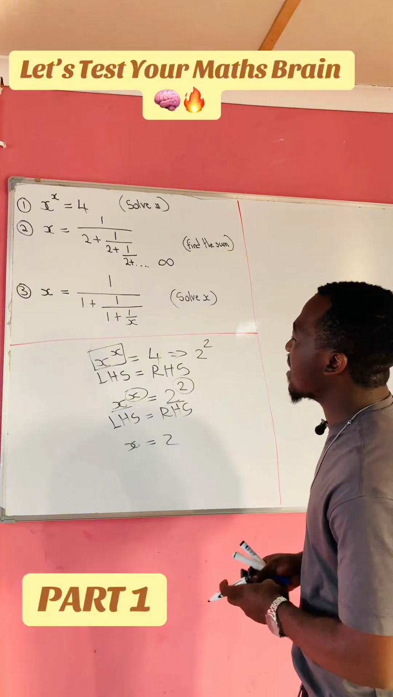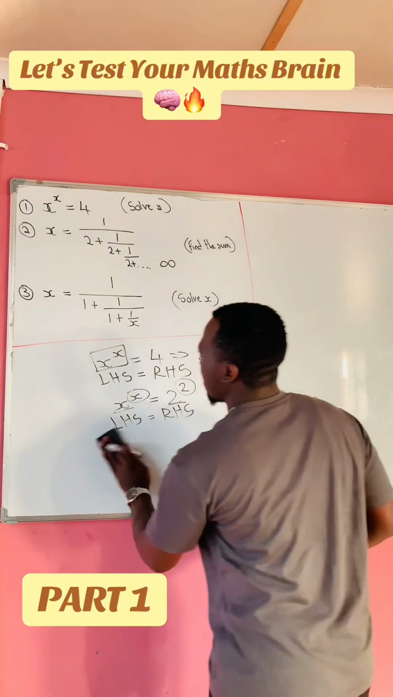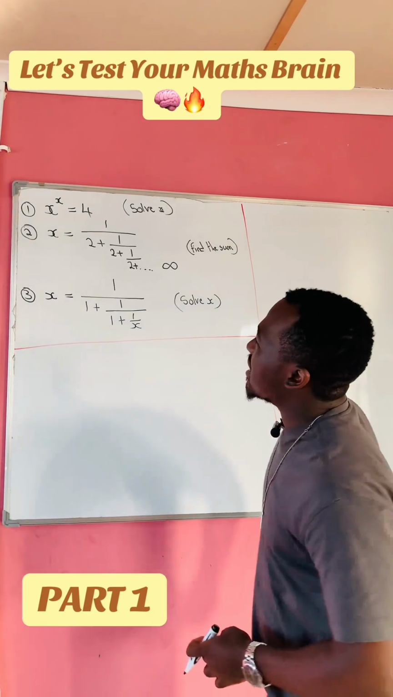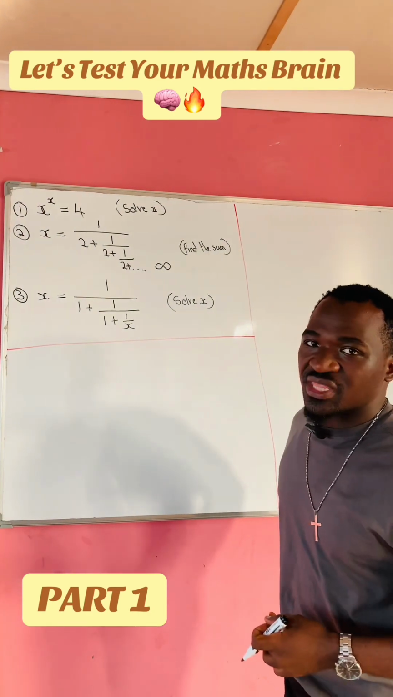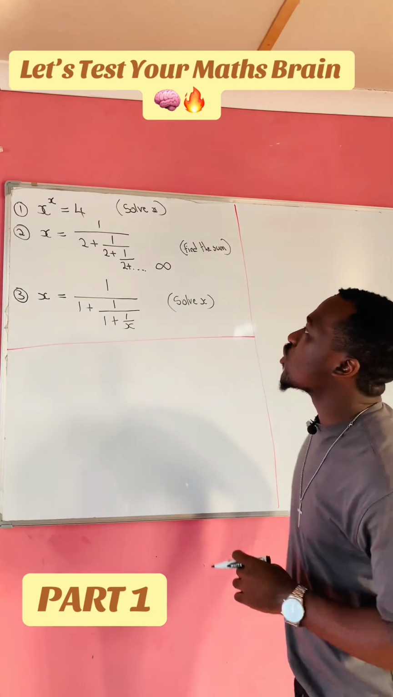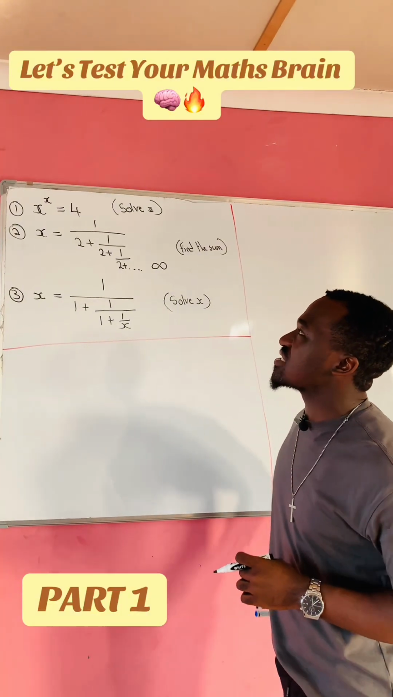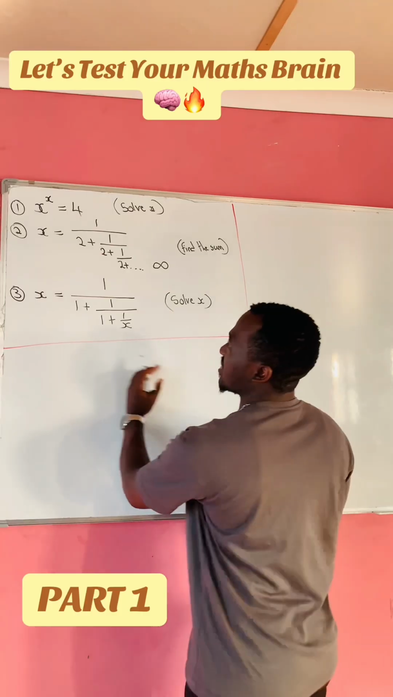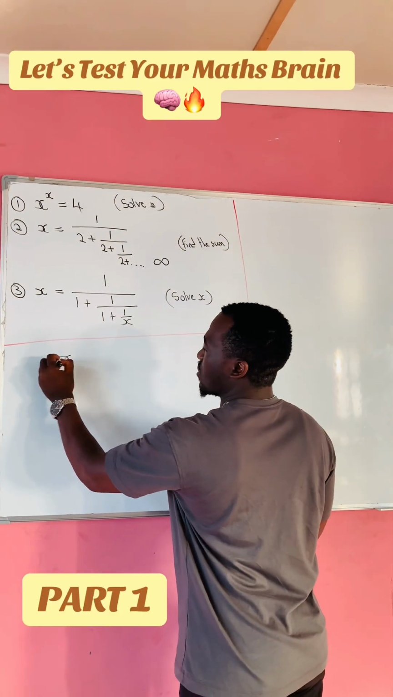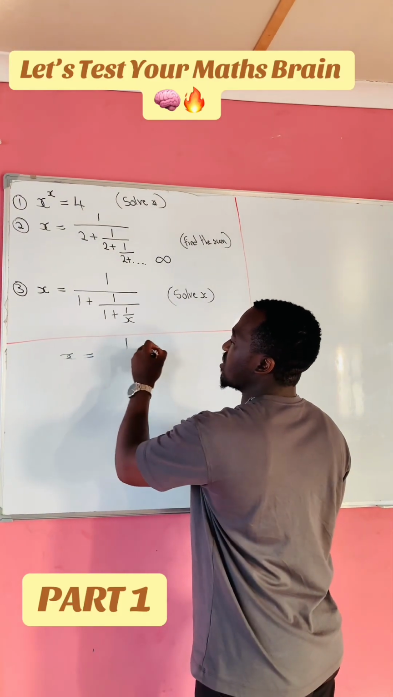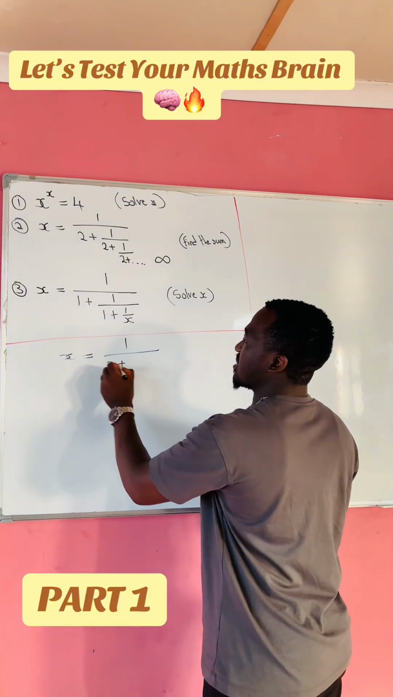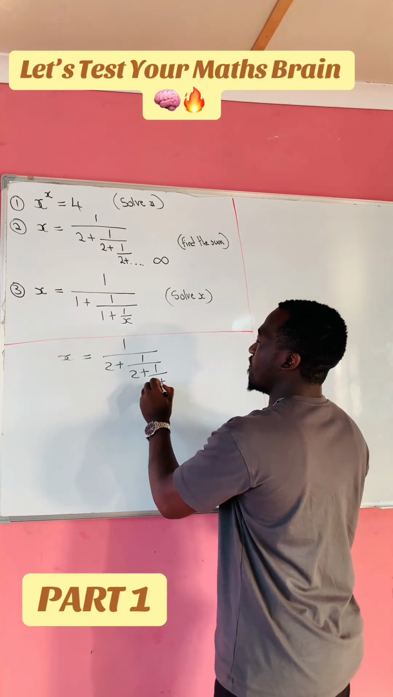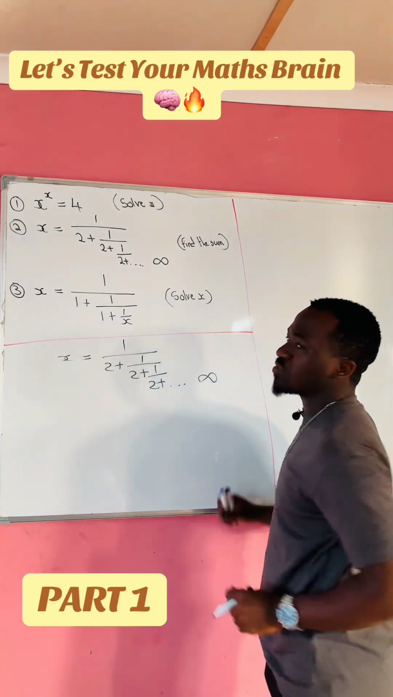So I'm just going to erase this, then I come to number 2. Let's look at number 2 now. Number 2 is when we are looking for the sum. So we have x equals 1 over 2 plus 1 over 2. Now let me write this first. So we have x, which is simply equal to 1 over 2 plus 1 over 2 plus 1 over 2 plus, and this goes on to positive infinity.